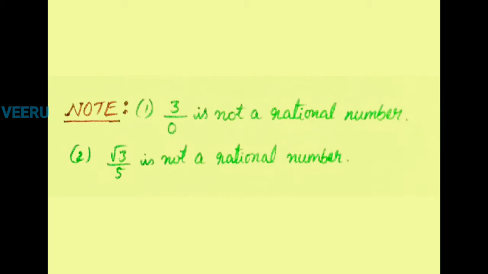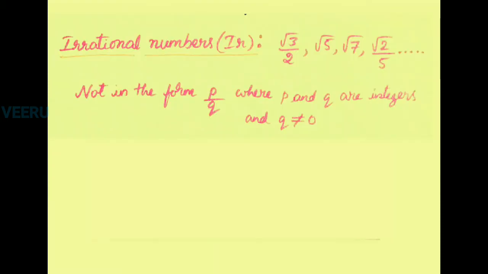See the second note, root 3 by 5 is not a rational number because it is not obeying the first condition. The numerator root 3 is not an integer. Hence root 3 by 5 is not a rational number.